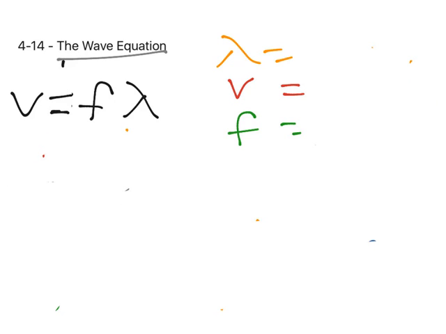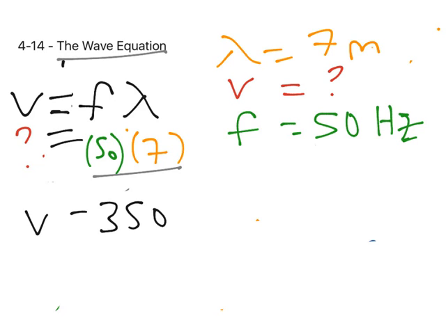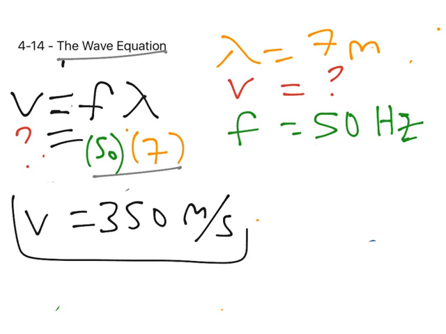Next example. This time we don't know the velocity, but we know the wavelength is 7. Wavelength is 7. Frequency 50 hertz. So this time V we don't know. Frequency is 50. Wavelength is 7. This time, both of the ones that we know are together already. When they're together like this, we just multiply. 50 times 7, 350. So velocity is 350, and the unit for velocity is meters per second.